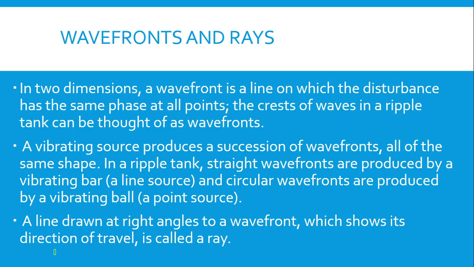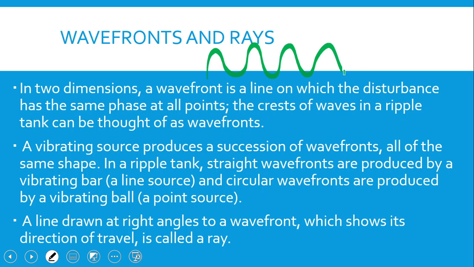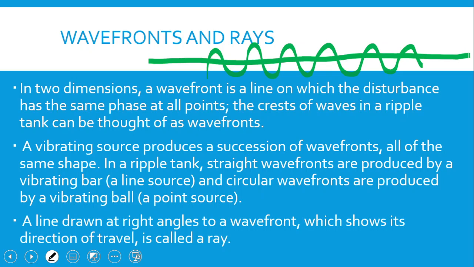A line drawn at right angles to wavefronts is called a ray. So if this is a wave, and let's just say it's water, what we can see is only this part above, because we can't really see the depressions. So a line that basically joins these points is called a wavefront. And if you look at it from the top, it just appears as one line. So that is a wavefront.